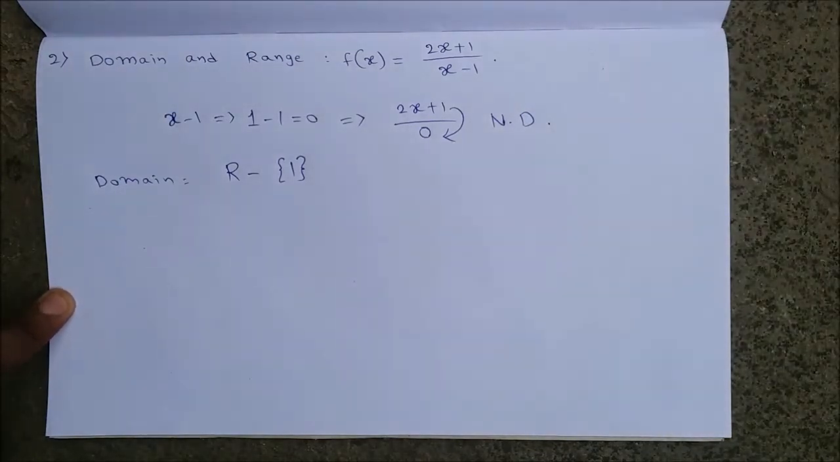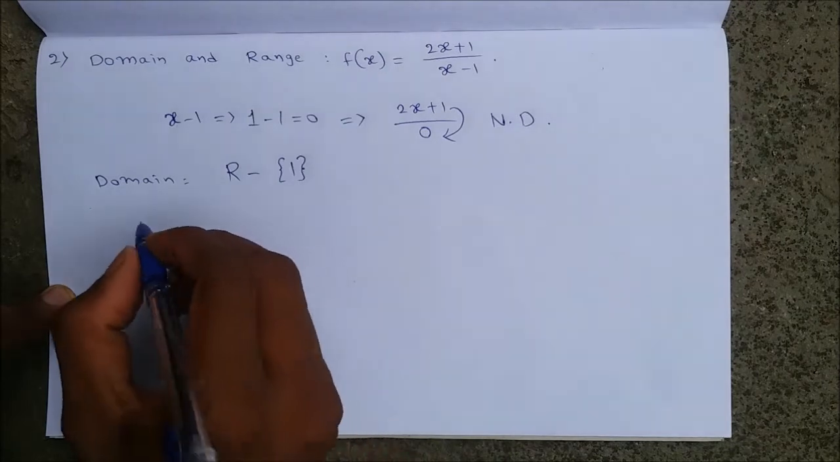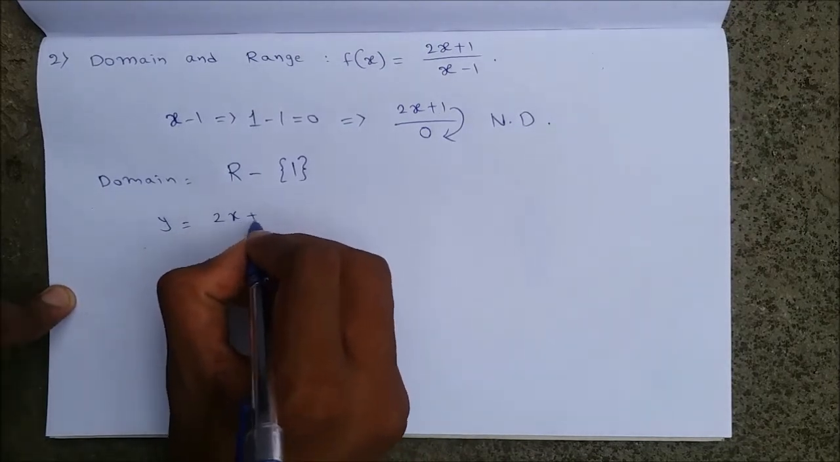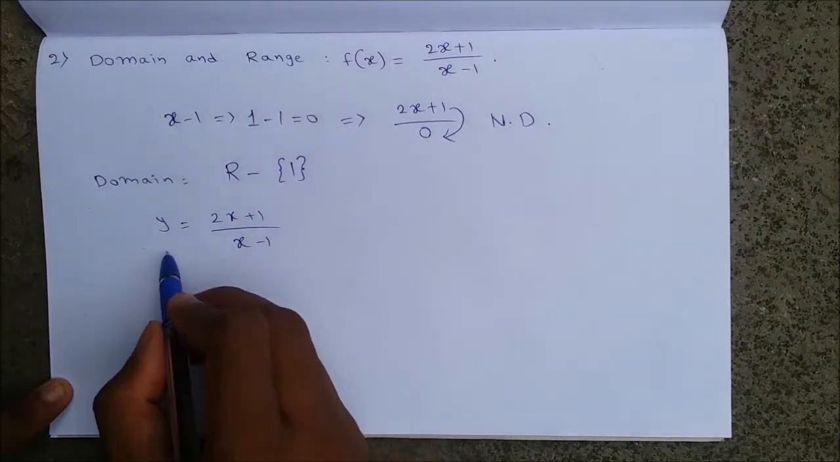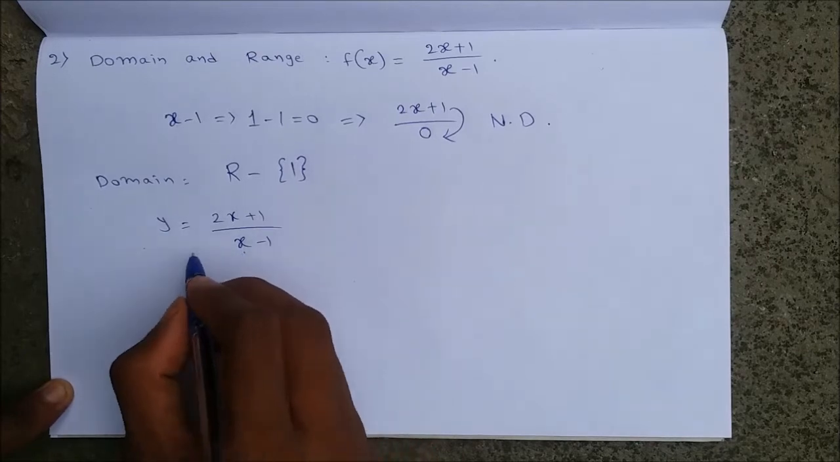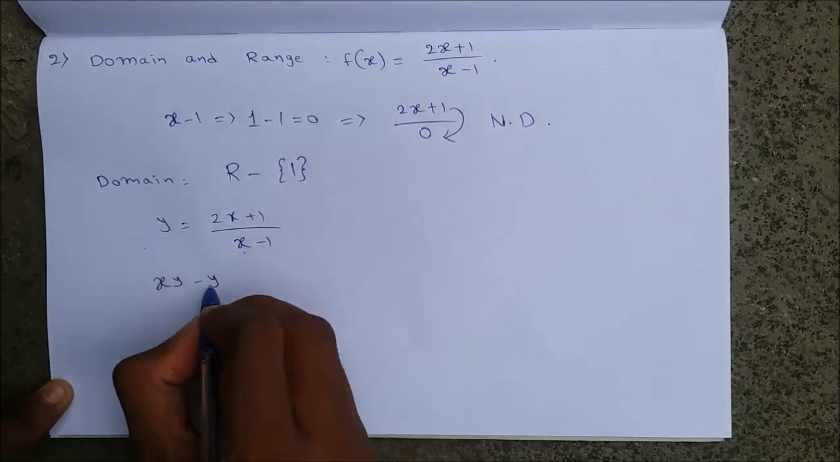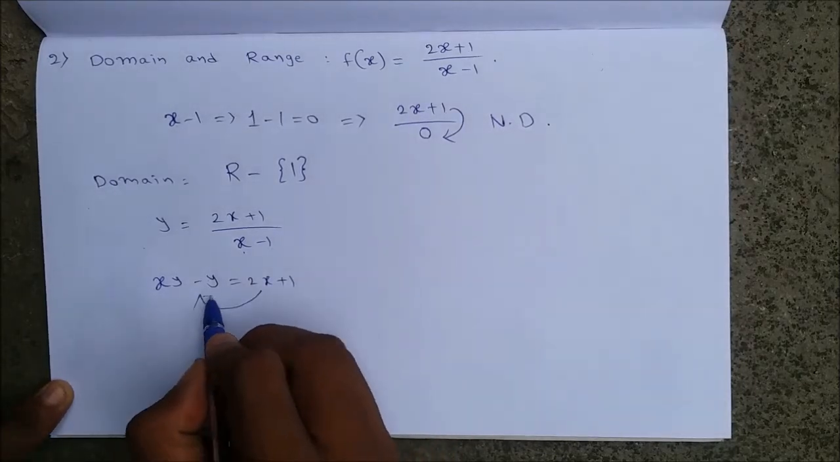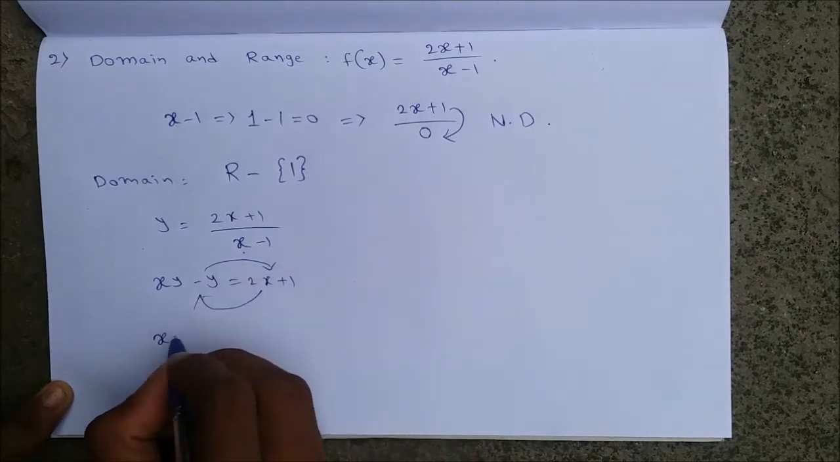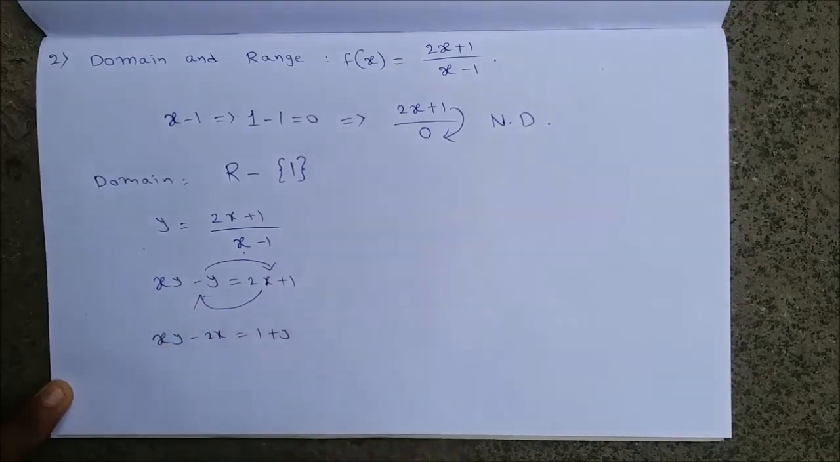Next, let us find the range of the function. Range is nothing but after substitution, what answers are possible to get, which numbers we will get. So first, in the place of f(x), I am writing y. So we will get y = (2x + 1)/(x - 1). This total denominator I am taking to the left side, x into y, xy, minus 1 into y, y, which is equal to 2x + 1. This 2x I will bring to this side and minus y I will bring to this side. So we will get xy - 2x = 1 + y.